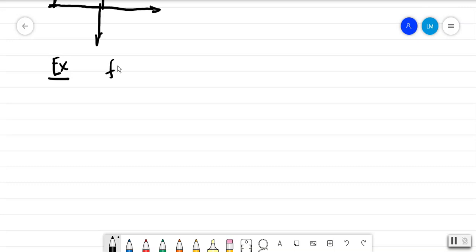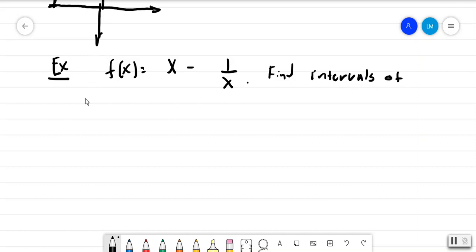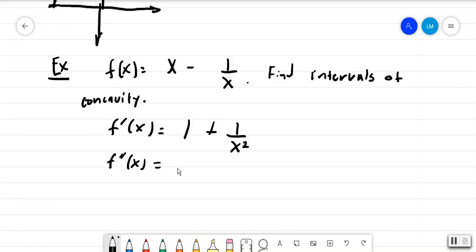So let's say that we have f of x is equal to x minus 1 over x. If we want to find the intervals of concavity, you basically are just going to have to find the first derivative and second derivative. So you have f prime of x is equal to 1 plus 1 over x squared. You then take the second derivative and you find that this is going to be negative 2 over x cubed.